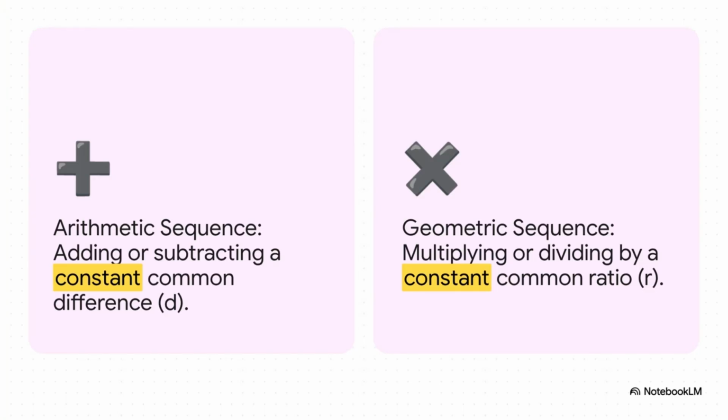It's actually really simple. An arithmetic sequence just adds or subtracts the same number every single time. That's your common difference, d. A geometric sequence, on the other hand, multiplies or divides by the same number, your common ratio, r. You can think of it as linear growth versus exponential growth.